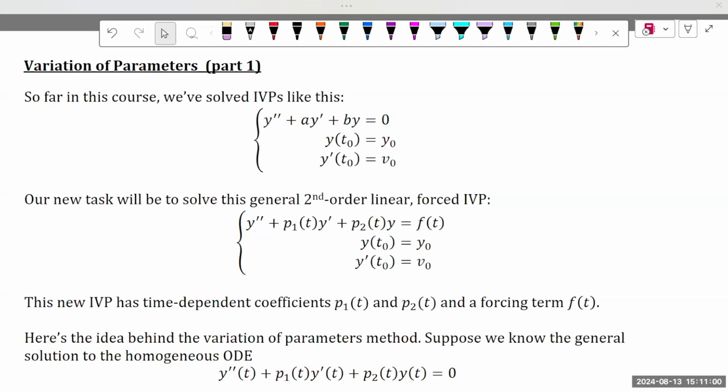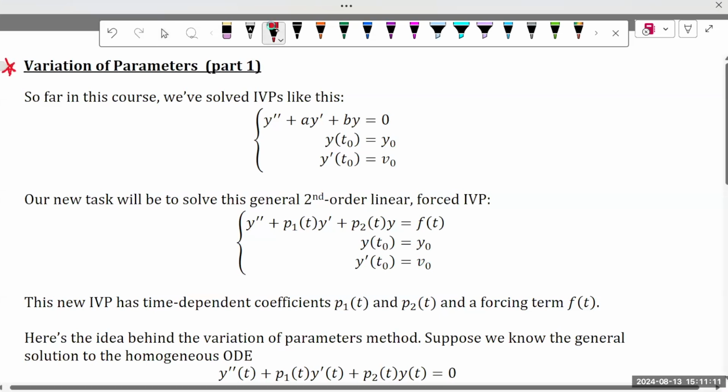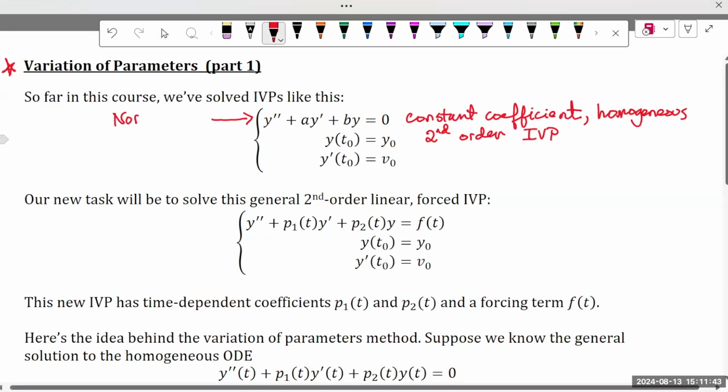Today we are going to learn about a method that will allow us to solve a more general class of second-order ordinary differential equations. That method is the variation of parameters method. So far in this course, we have learned to solve initial value problems that look like this. You notice that these are constant coefficient and homogeneous. Note that this is the ODE in its normal form, which means, of course, that the highest derivative term has a 1 in front of it.